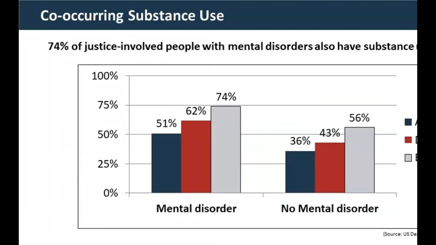When we start to move away from just focusing on serious mental disorders and look at the prevalence of co-occurring disorders in the justice system, we see that 74% of justice-involved persons with mental disorders also have substance use disorders. And you can see the breakout here of persons using alcohol and other drugs, and then either or a combination of both. When we move over to persons who do not have a diagnosable mental disorder who are justice involved, we can see that approximately 36% of the population entering the justice system has a substance use disorder related to alcohol, 43% related to drugs, and then 56% either.